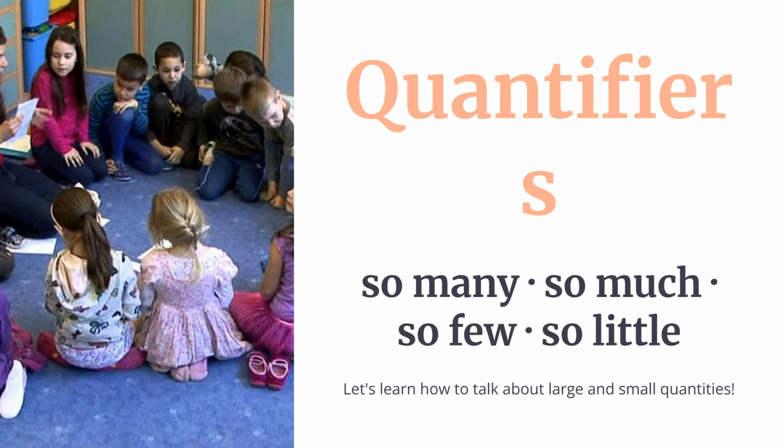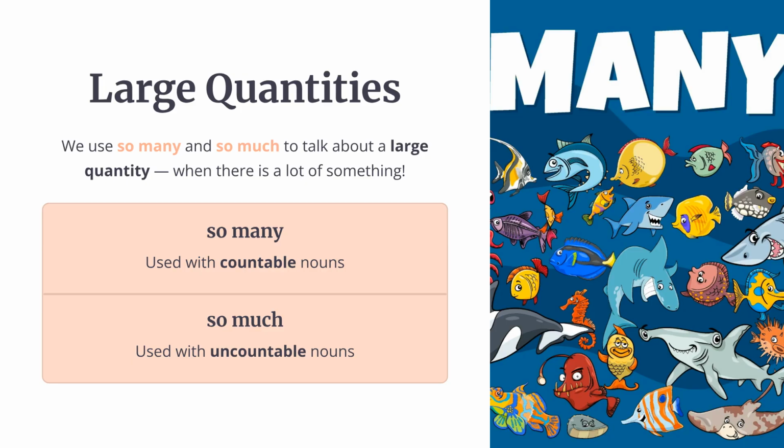Welcome, everyone. Today, let's learn how to describe large and small quantities using so many, so much, so few, and so little. Let's start with large quantities. We use so many and so much to talk about a large quantity when there is a lot of something. Use so many with countable nouns and use so much with uncountable nouns.